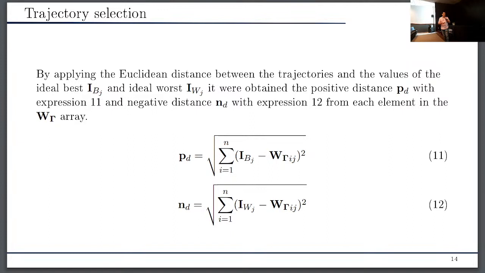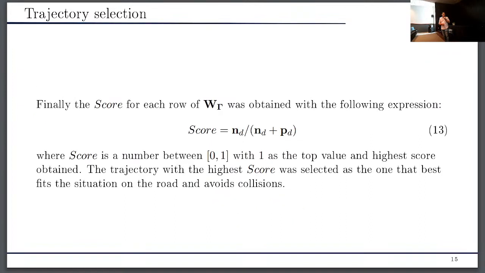Then we apply the Euclidean distance to measure the difference to those vectors and estimate the positive distance and negative distance to the ideal solution. So with those distances, we proceed to compute the score with expression number 15. The score is assigned to each individual trajectory and takes values from 0 to 1. With those values, the highest, the closest to 1, is taken as a reference for the control module.